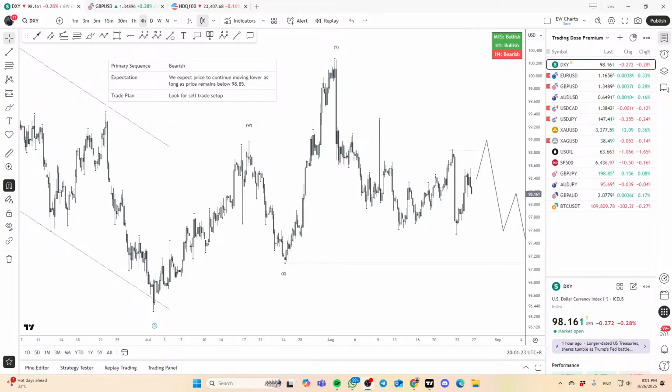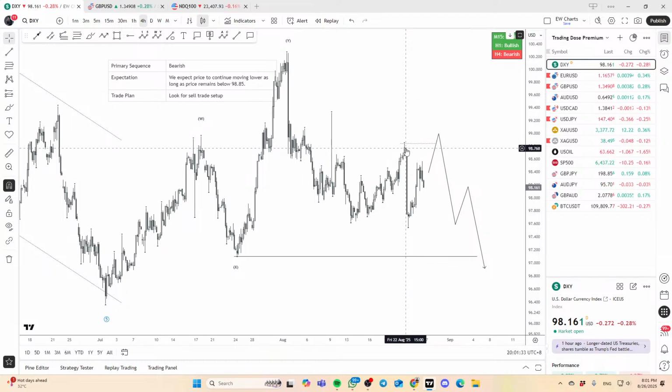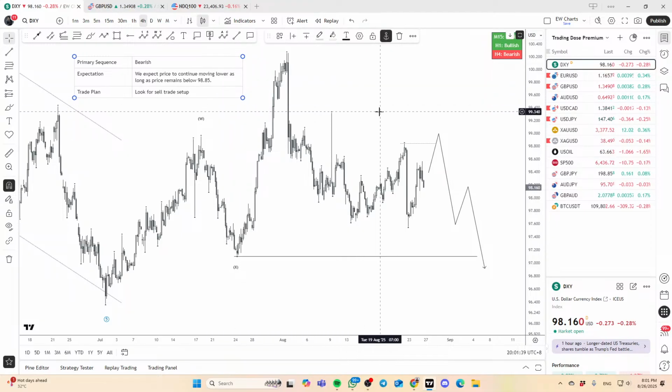Okay. So let's start off with the dollar index over here. The dollar actually saw a pretty impulsive drop to the downside as of last Friday from Jerome Powell's command. And of course, moving forward from here, we are expecting the dollar to continue to push a little bit lower towards the 797 area.